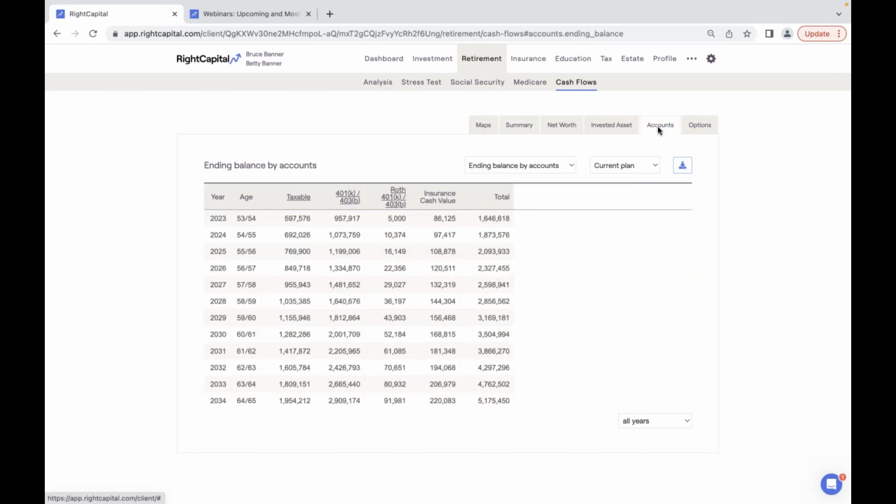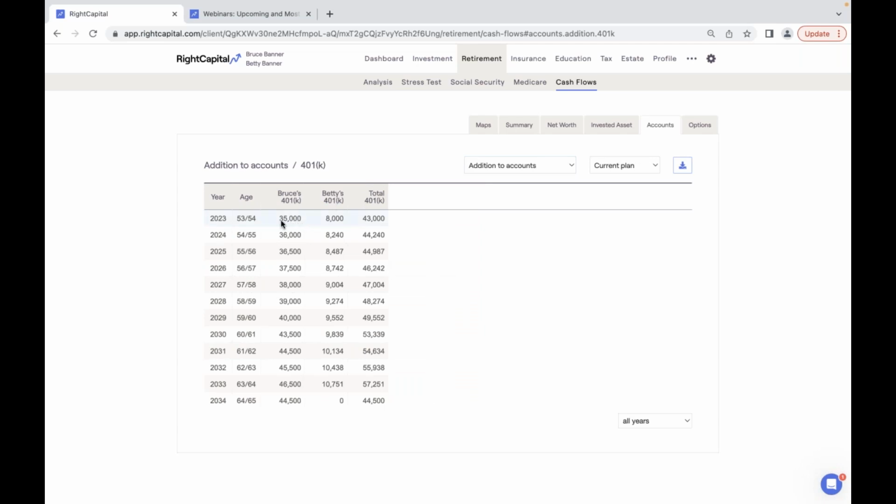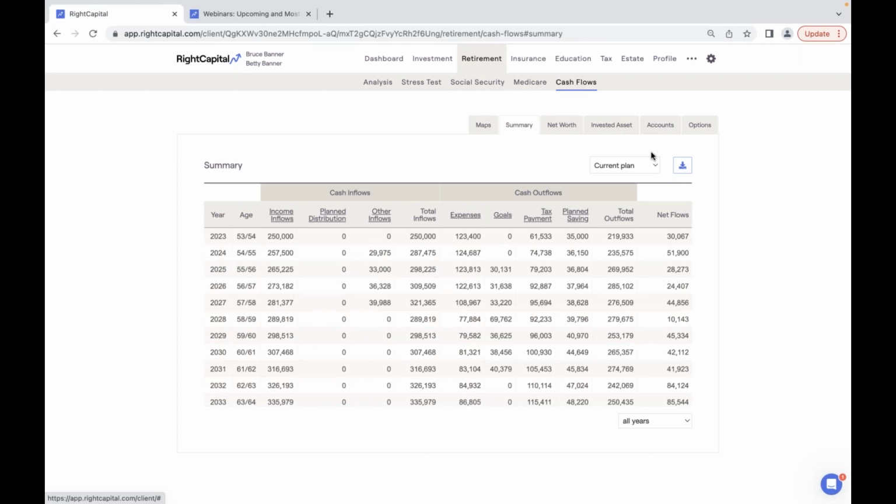And so let's see that in real time. Again, accounts, additions to accounts, we can see the $30,000 being saved into the taxable bucket. We can see Bruce's 401k savings here being saved into that qualified bucket. And we'd be able to see employer matches added on as well here in the accounts tab, because we, of course, are seeing both the employer and employee contributions there, which is why it's a little more than what we see here. But overall, we're able to see the breakdown.